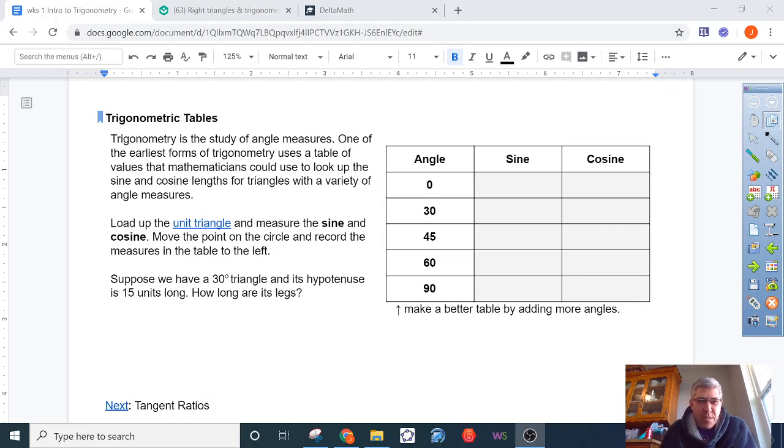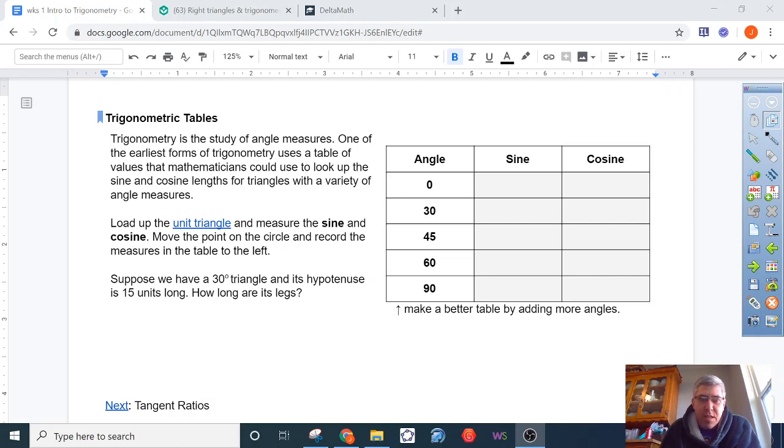All right, guys, we're back. This is part two. We're going to look at trig tables and where the values of these ideas of sine and cosine for different angle measures kind of comes from. All right, so what we want to do here is we're going to load up the unit triangle.